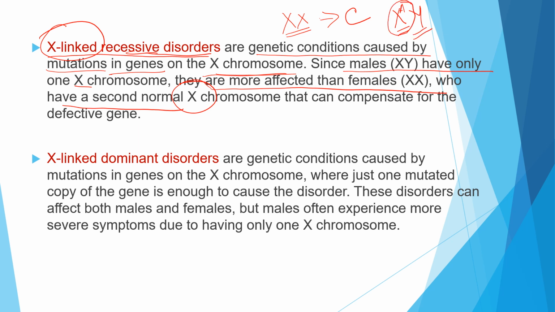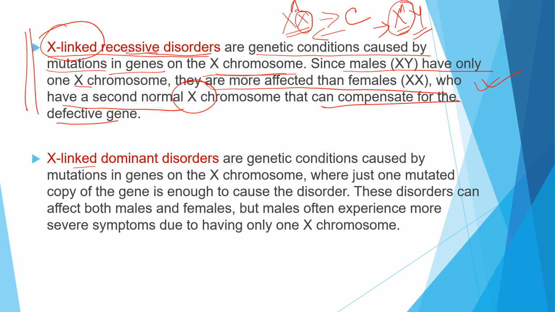So the other chromosome can compensate for the defective gene in females. If one is defective, the other chromosome will compensate for it, but in males there is no compensatory chromosome, so they will be affected fully. So this is X-linked recessive disorder. The examples of disorders and the main disorders happening in the human body, we will be dealing with in the next video.